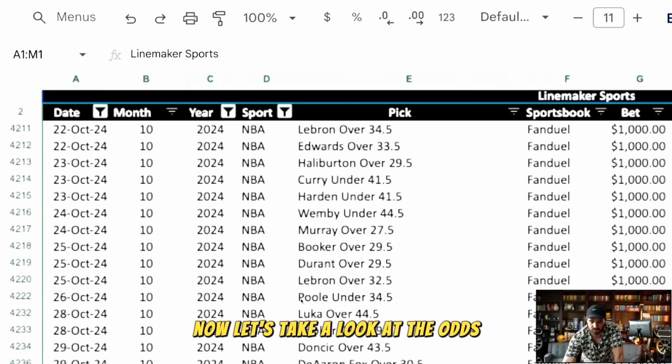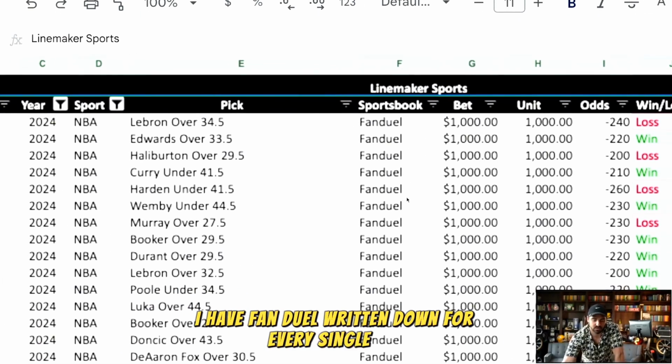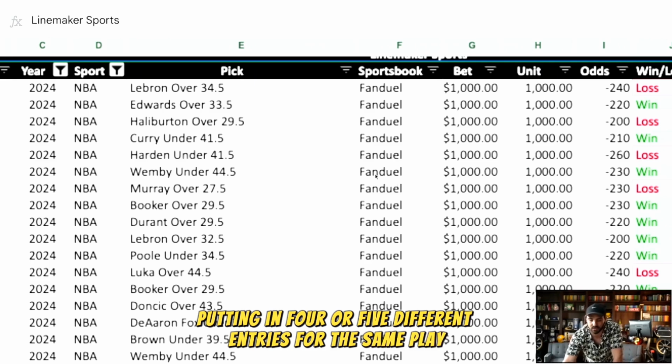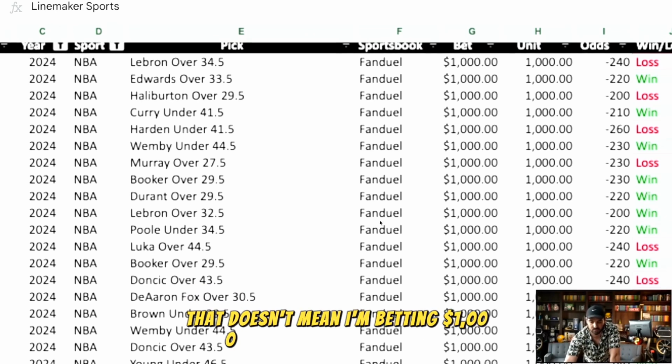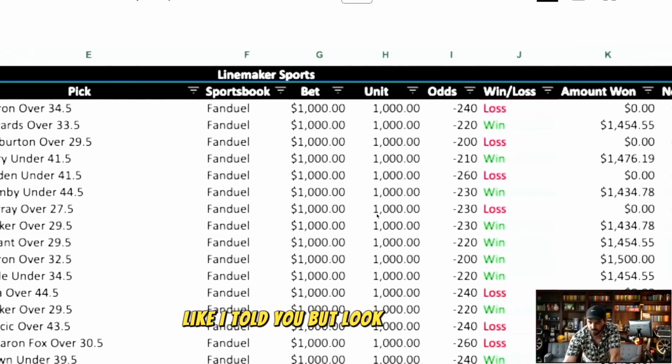Now let's take a look at the odds. As you guys can see in my tracker, I have FanDuel written down for every single one. That's just because I don't want to waste my time putting in 4 or 5 different entries for the same play. So I just put it in there. That doesn't mean I'm betting $1,000 consistently at FanDuel, because you would get banned, like I told you. But look at the odds here.